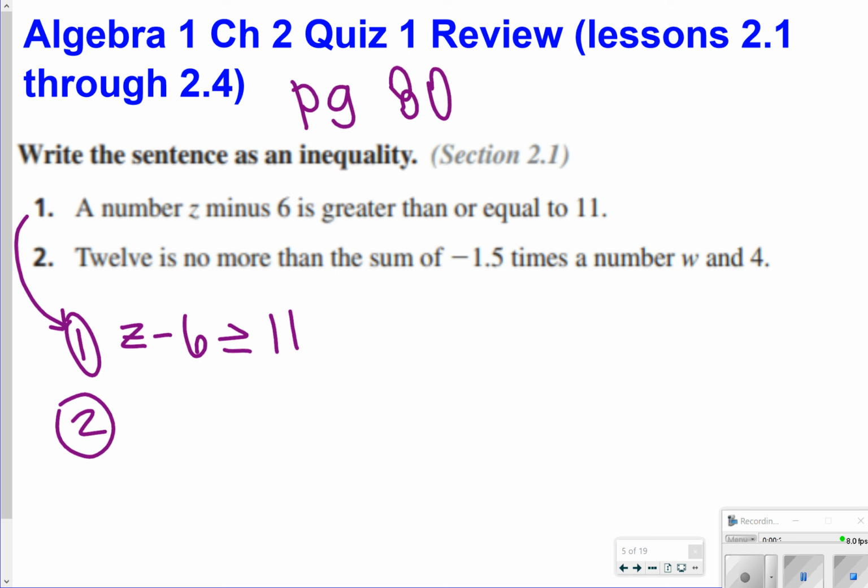And then number 2, it says 12 is no more than. Think about the example where you're asking your parent to buy you some shoes. Mom, I need to get shoes that are going to cost no more than $20. That $20 should be less than or equal to. Okay, so 12 is less than or equal to the sum of negative 1.5 and then times the number w. So negative 1.5 w, and then you're adding that to 4. So that's what number 2 should look like for your review.